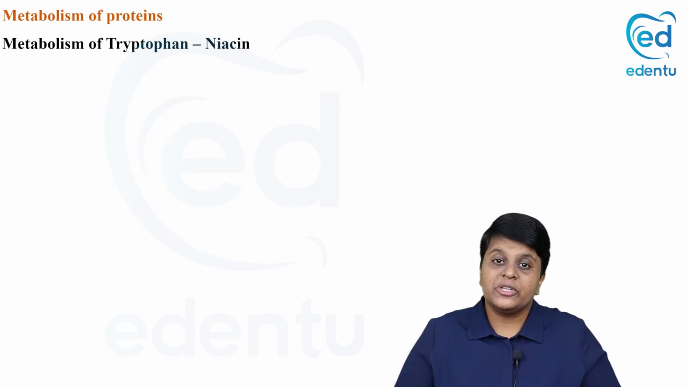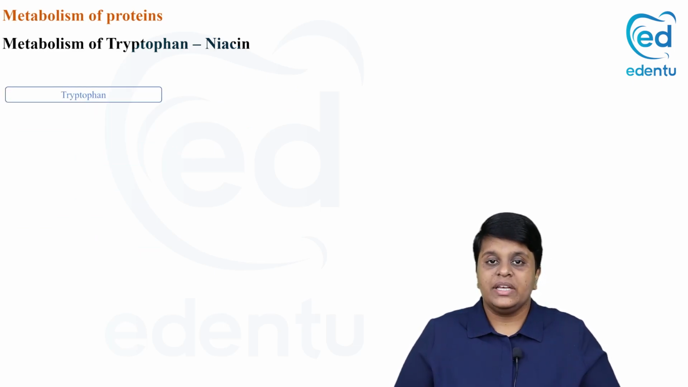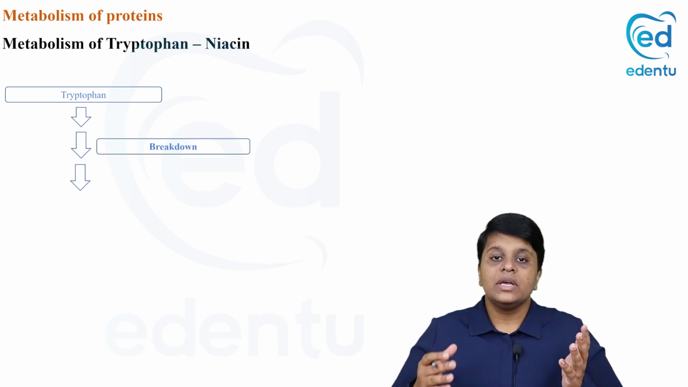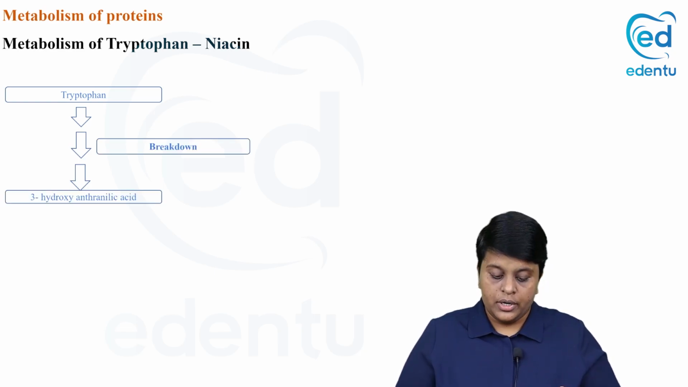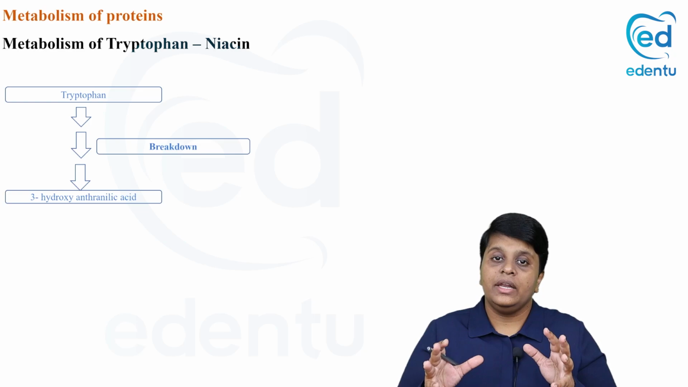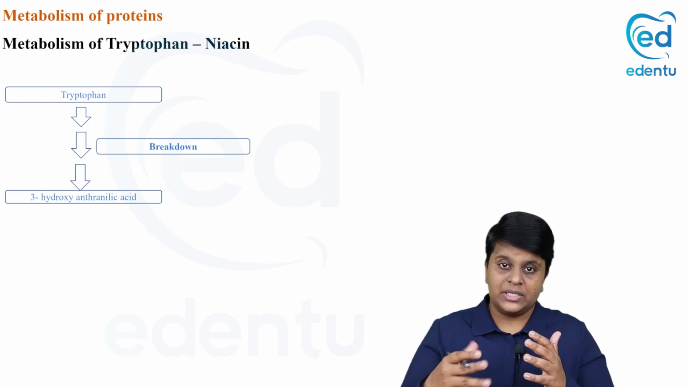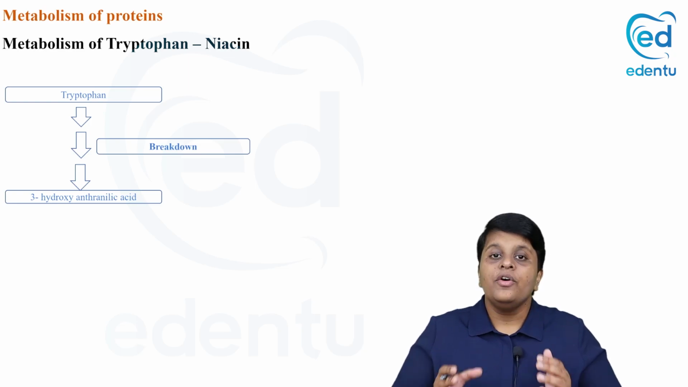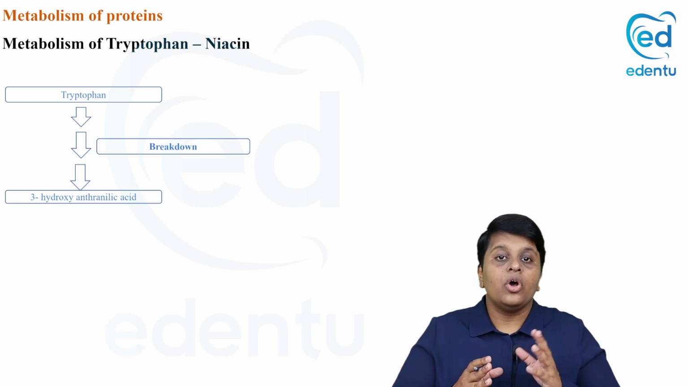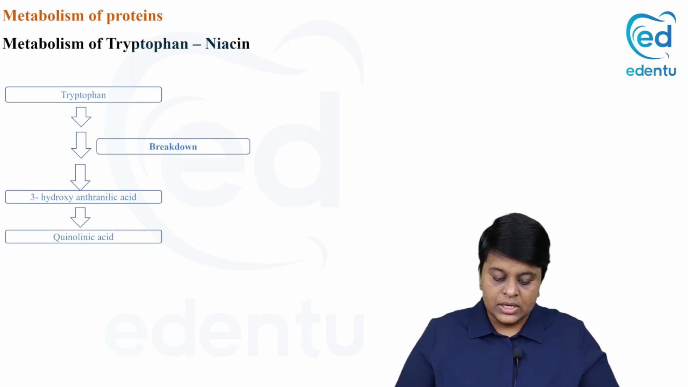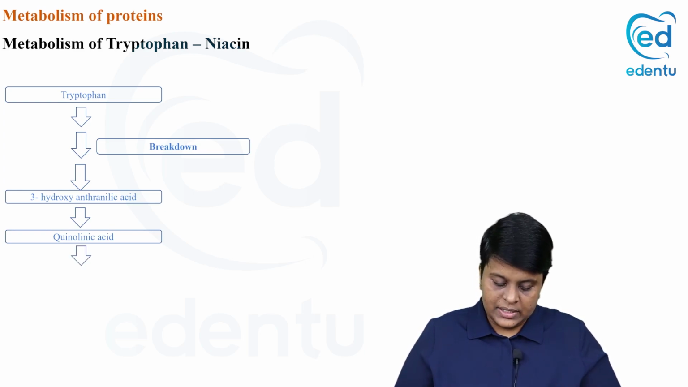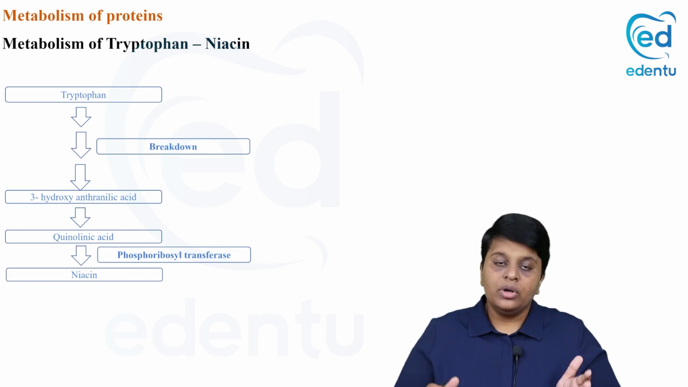Now let us come to the next special product, which is vitamin B3 or niacin. So how does it get synthesized? You remember the breakdown pathway, right? The tryptophan amino acid was broken down to 3-hydroxyanthranilic acid through a series of steps. We had many steps. I am just skipping those steps for now. It ends in 3-hydroxyanthranilic acid. From there, it can either go for the breakdown or it can go towards niacin synthesis. So there you form quinolinic acid, which then gets converted to niacin.